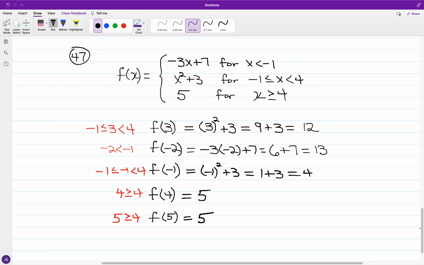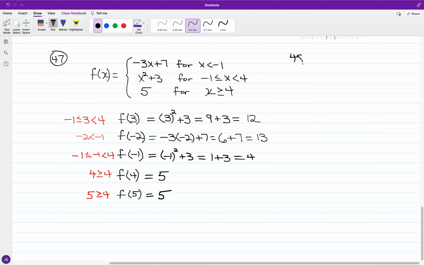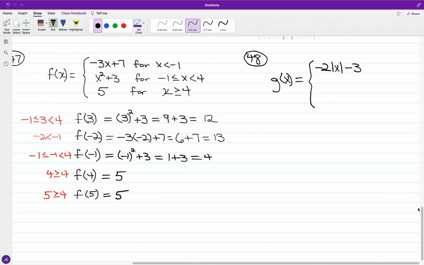So you have yet another piecewise defined function. And now for what we have in the case of number 48, we have a function g of x. This is broken up into separate sections, and the first we have to look at carefully if it is applied. And here we have -2 times the absolute value of x followed by the subtraction of 3, for those values of x less than or equal to -2.